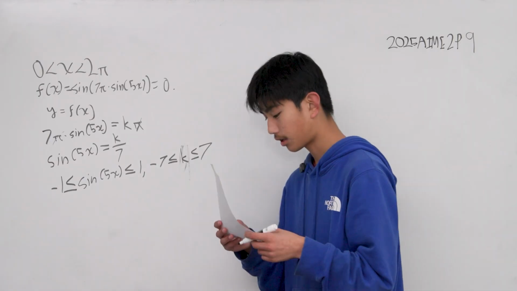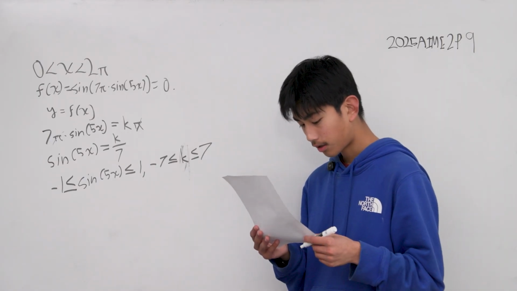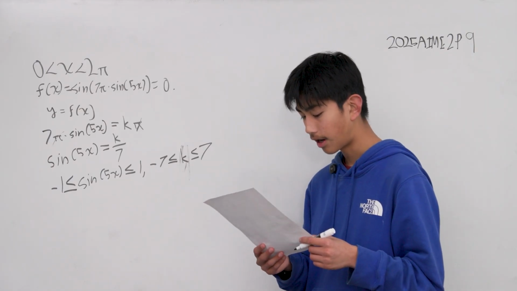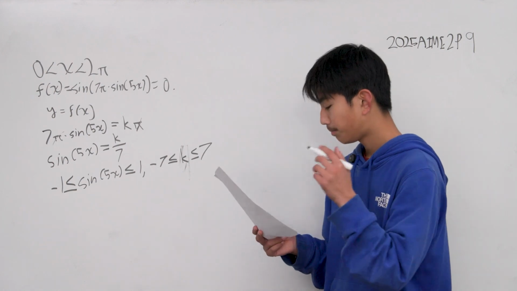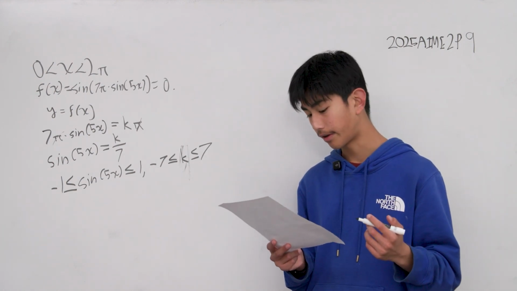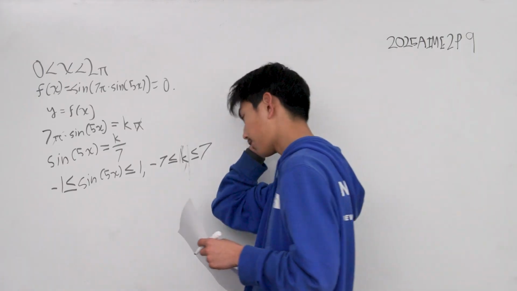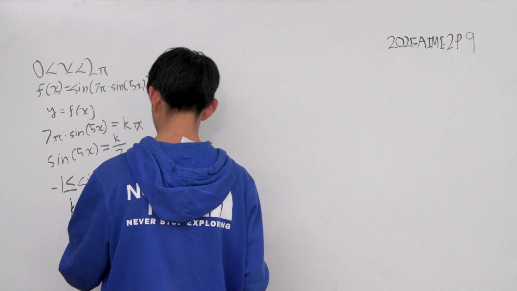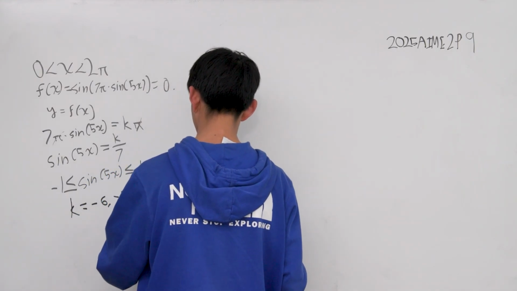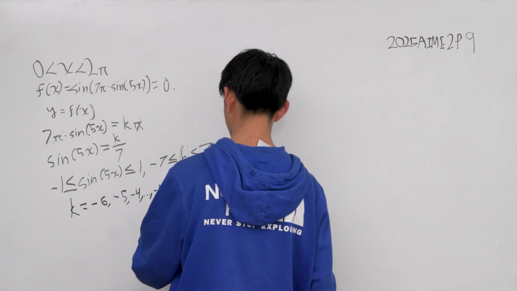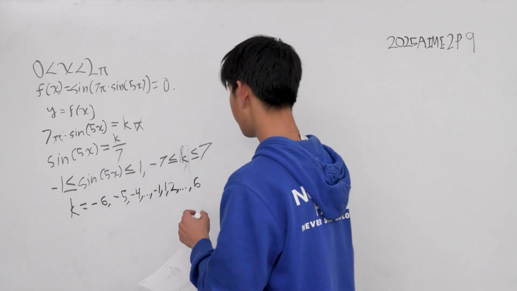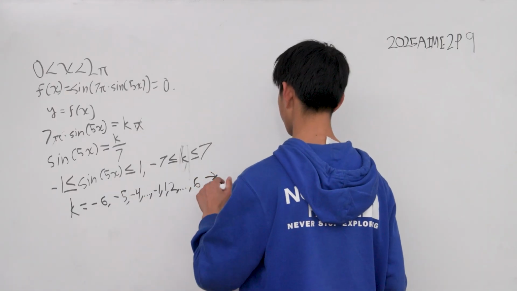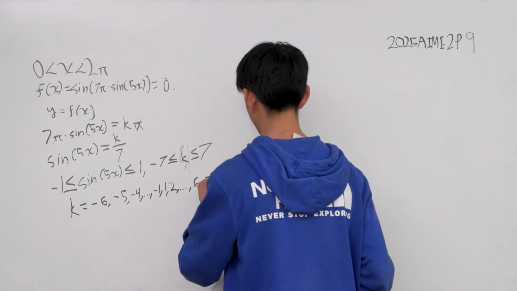It says for t of these n values of x, the graph is tangent to the x-axis. So in this case, we're solving for n. The values of k are negative 6 through negative 1, and 1 through 6. These each have 10 solutions each. And since there are 12 numbers here, 10 times 12 is 120.